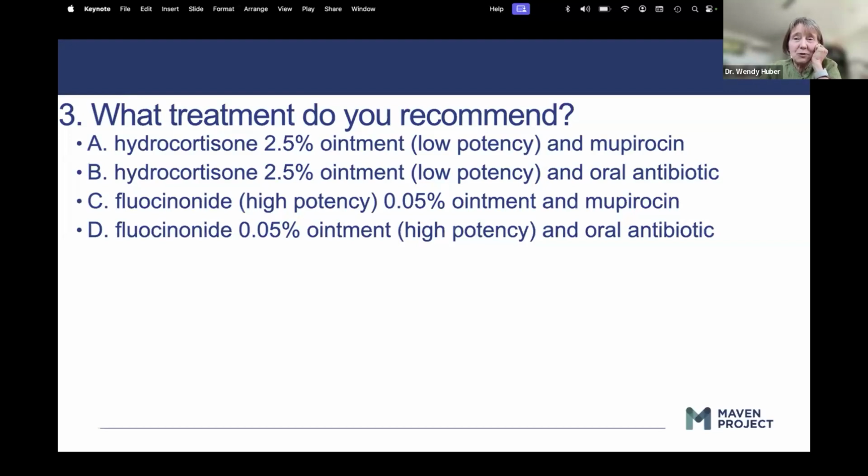You could perhaps try the mupirocin, but it's just such a large area. I would be tempted to do the oral antibiotic. Typically, we would use dicloxacillin or cephalosporin, but it sort of depends on your MRSA incidence in your facility. But you may do well with the mupirocin as well.